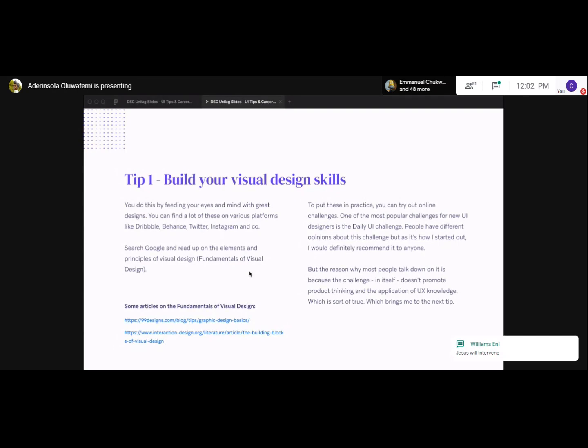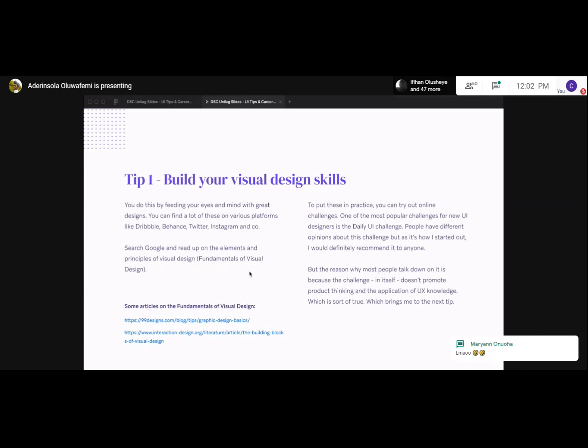One of the most popular challenges for new UI designers is the daily UI challenge. This is something that has a lot of, I don't know if controversy is the word, but people have various opinions on the daily UI challenge. They believe that it doesn't promote product thinking and the application of UX knowledge, which is actually sort of true. But at least it helps you build your visual design skills.